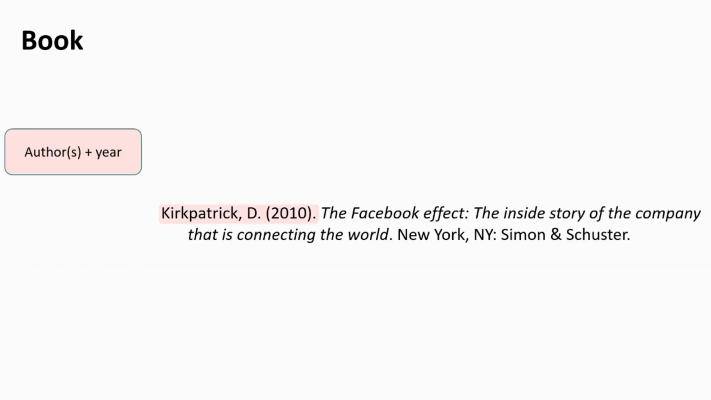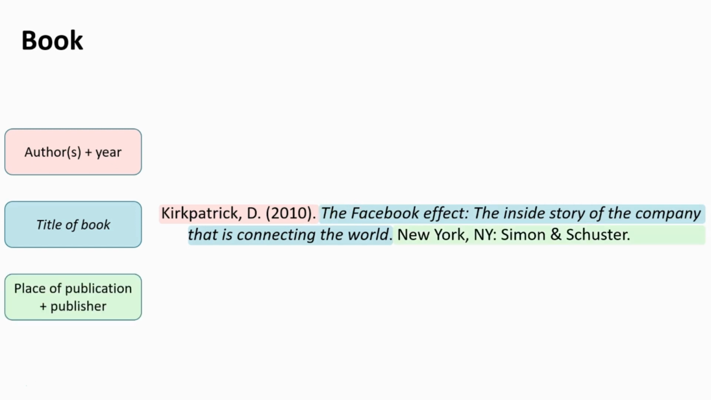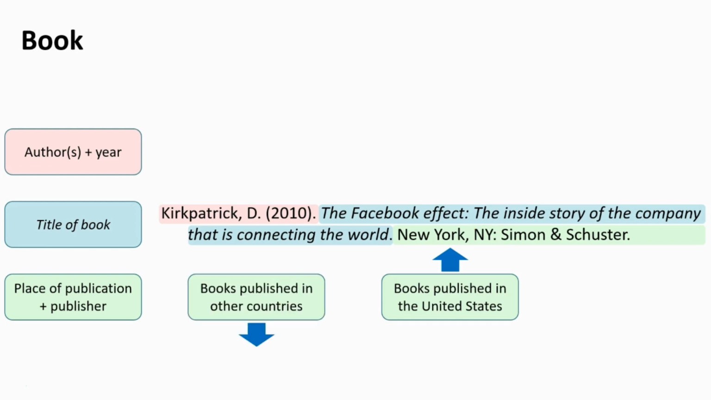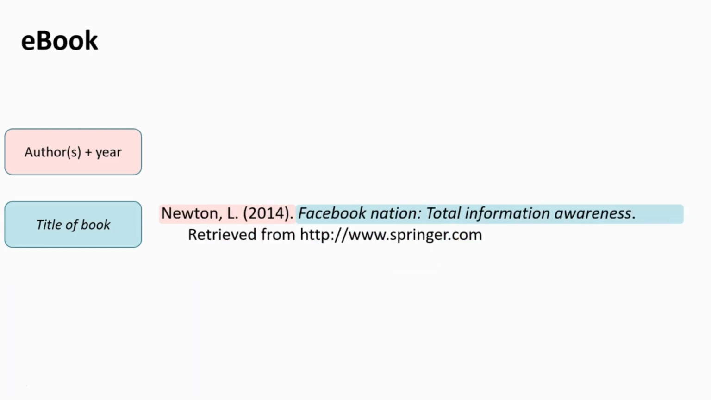For a book, start with the author's surname and initial and the year of publication in brackets. Then the title of the book, which is in italics. Use capital letters at the start of the title and the subtitle, and for names of people, organizations, and places, just like you would in a sentence. And lastly, the place of publication and publisher. Here, the book was published in the United States, so the city and state code are included. For books published in other countries, include the city and country. It's important to get the punctuation right. For an e-book, you don't put the place of publication. Put retrieved from and the URL of the publisher's homepage.